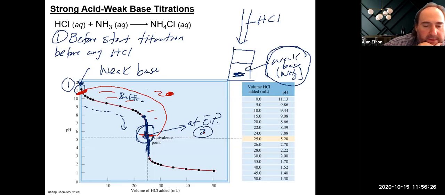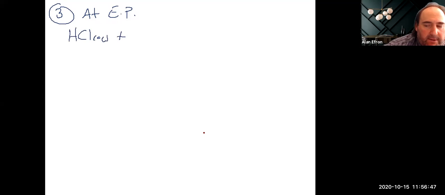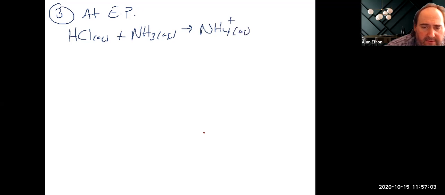So let's talk about what happens in my big circle here exactly at the equivalence point. We'll call it number 3 like we've been doing. So on the third part here of this curve, when we reach the equivalence point, we will have our reaction, which again is our HCl, our NH3, and again, you do get ammonium chloride, but I'm just going to break it up so we can see all the parts. You can keep it together if you like.